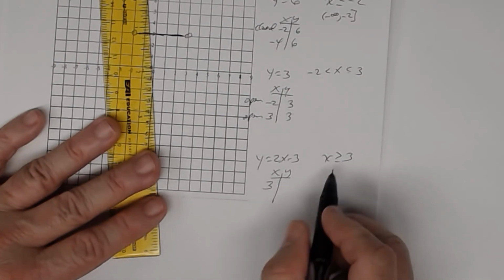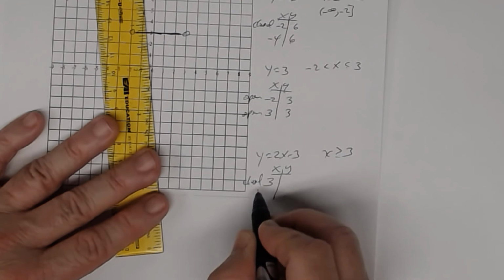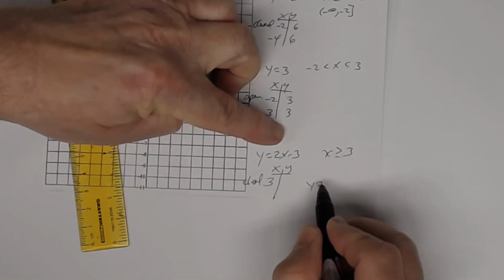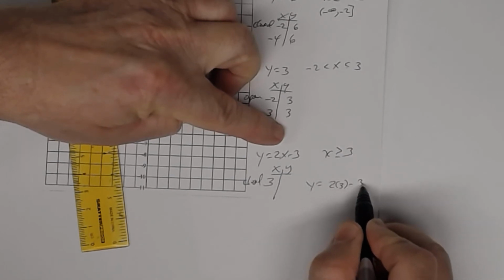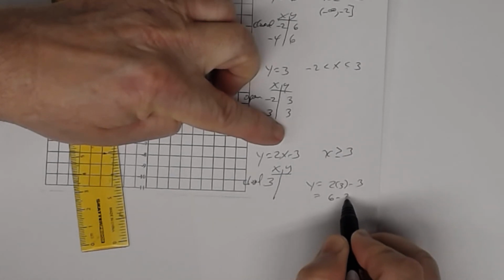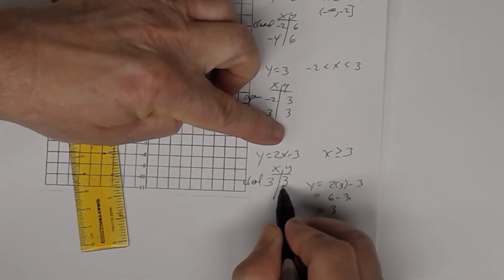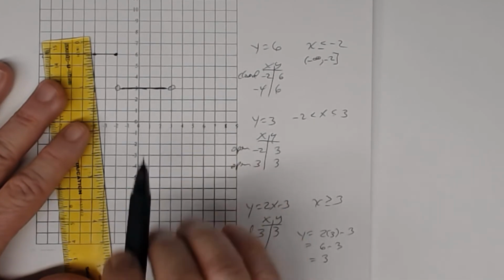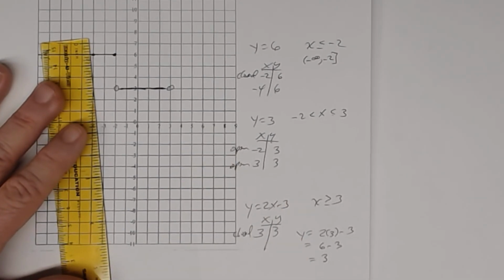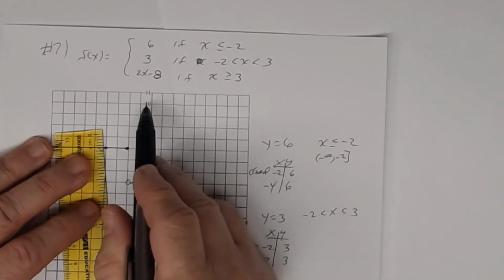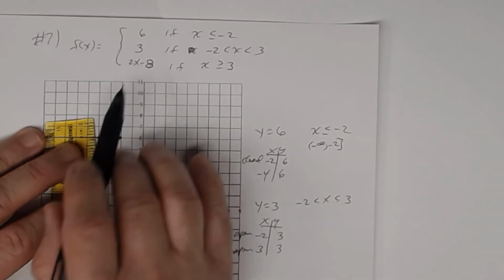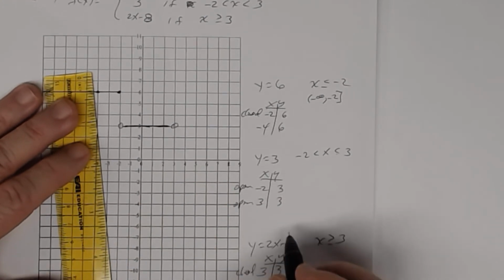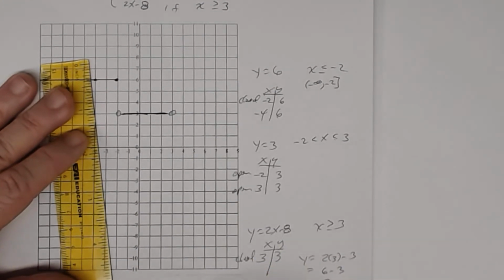And since there's an equal sign, when I plot that point, I'm going to make it closed. And when x is 3, here's what I get: y equals 2 times 3 minus 3. 2 times 3 is 6. 6 minus 3 is 3. So I plot the point 3, 3. All right, well, that one wasn't a good one because it overlaps with this one. So let me change it real quick. I apologize. I'm going to change it to 2x minus 8, because I didn't want the two numbers to overlap. So this will be 2x minus 8. All right, I apologize for that.